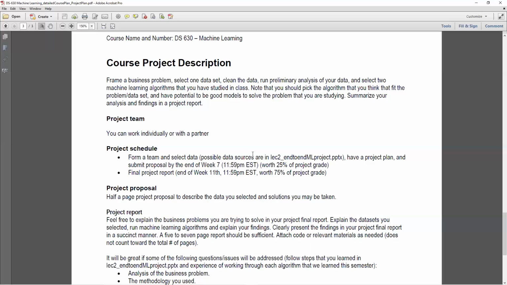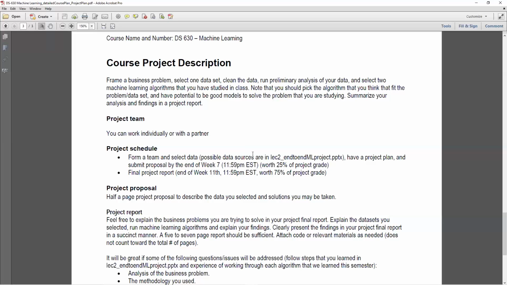Okay. And then I also have more discussion here at the bottom of the page. We can elaborate a little bit more there as well. In terms of a project team, you can work individually or with a partner as a team. And then just pay attention. You have to let me know, do you plan to work on your own or do you plan to work with someone else? And then here is the project schedule.